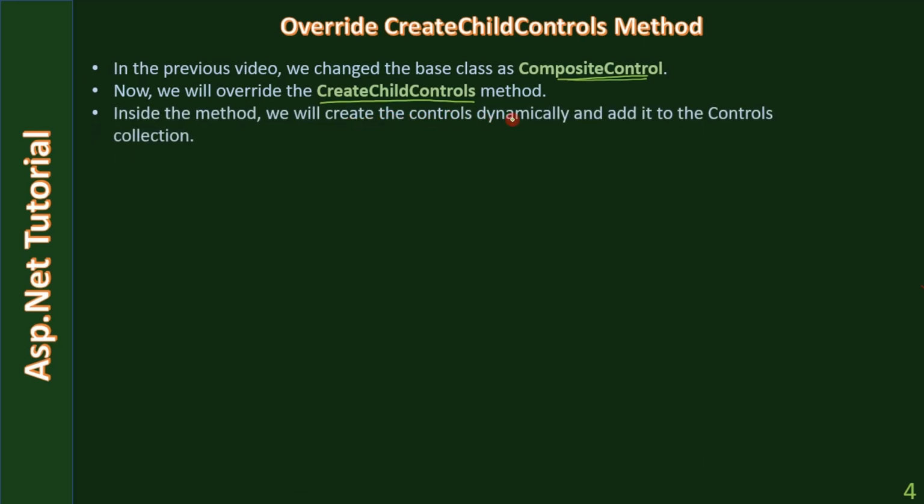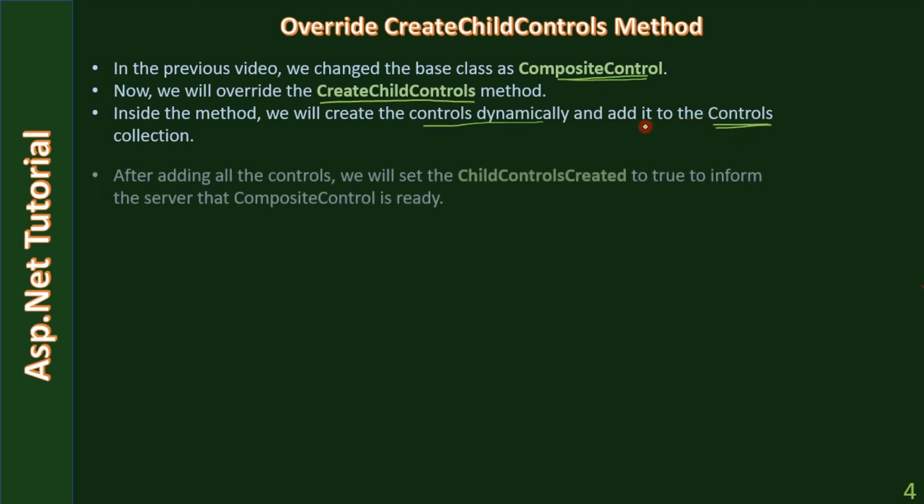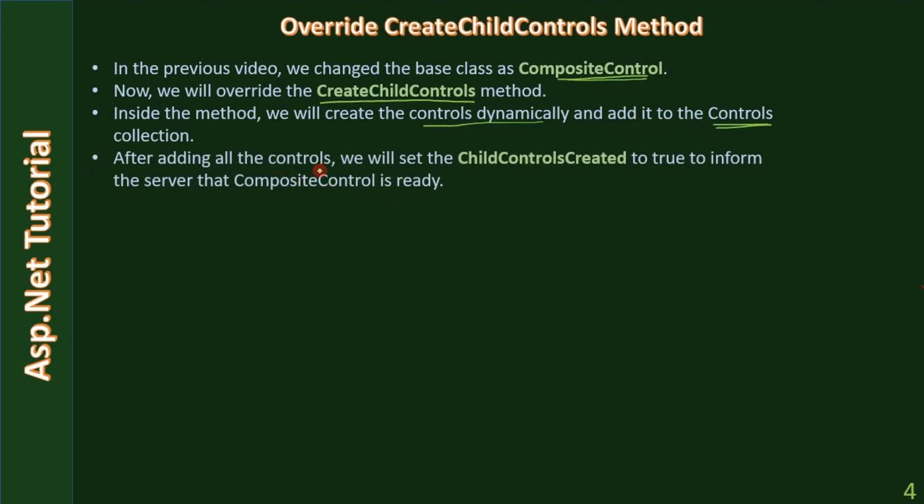Inside the method, we will create controls dynamically. That means the ASP.NET server-side controls, and add them to the controls collection. After adding all the controls, we will set the ChildControlsCreated property, which is a property of the custom composite control's derived class. We will set that property to true to inform the server that the composite control is ready.